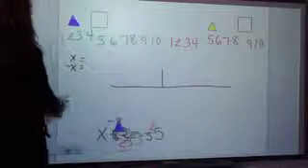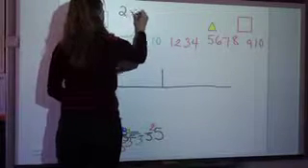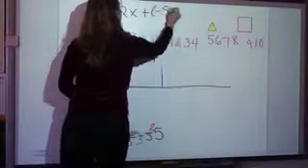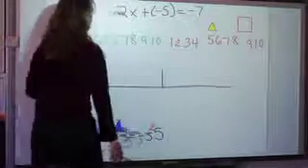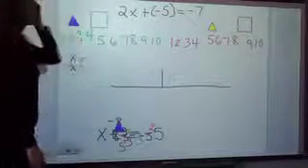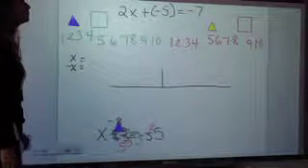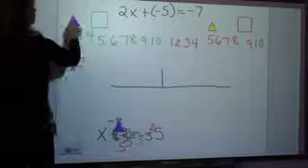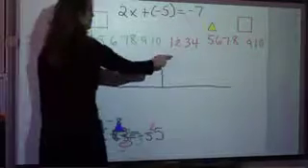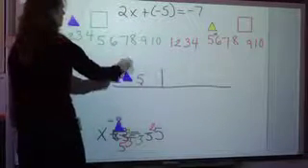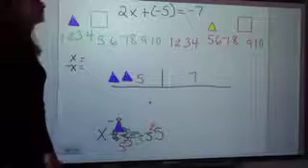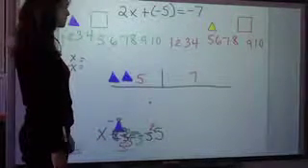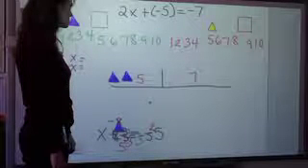Next, let's try 2x plus negative 5 equals negative 7. 2x plus negative 5 equals negative 7. Okay, yes? Pull the 5 and the 7 down and add a 2 on the 7 side.